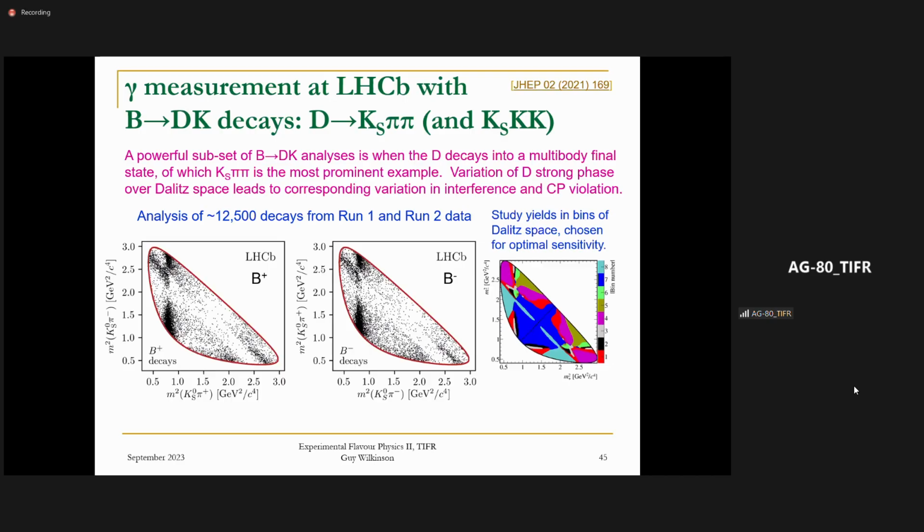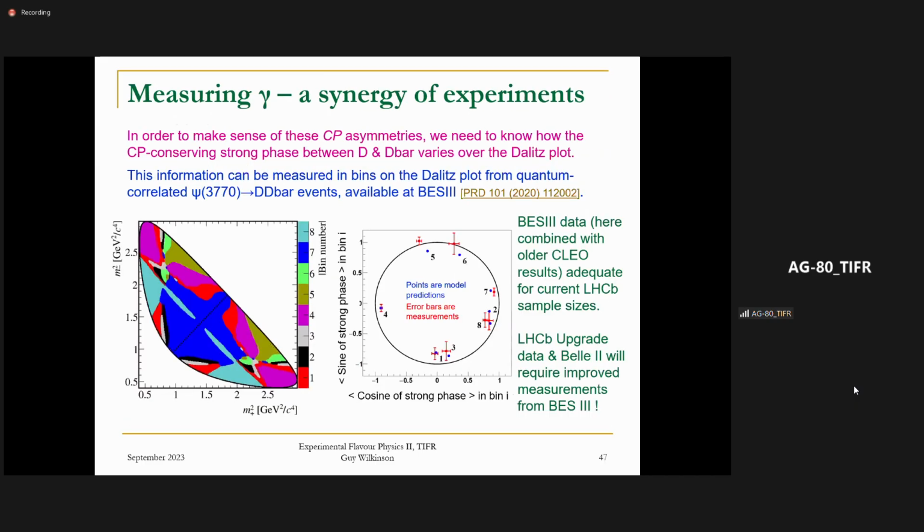But what is of interest is, again, you compare between B plus and B minus. Superficially, these look similar, but if you look more carefully, you see that there are differences. Here, the differences here to here and here to here. And you can quantitatively analyze those differences. I think time does not allow us to dwell on that. And this also gives us very clean information on gamma.